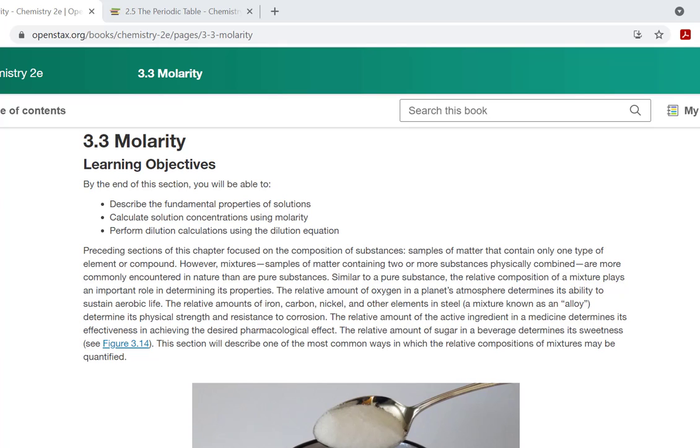Hello everyone. We are going to discuss section 3.3 on molarity. One thing I want to mention before we jump into the learning objectives, this is a section that I actually really like the way they have placed this in this textbook.